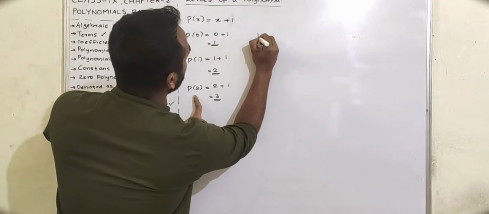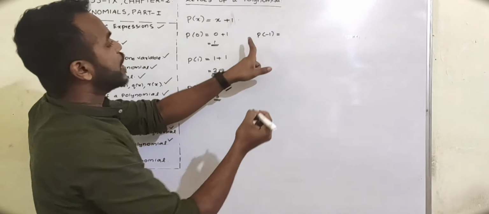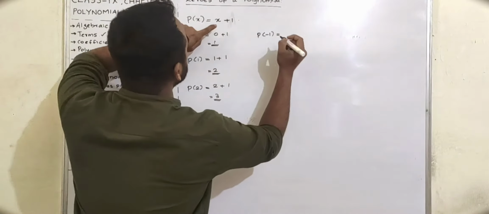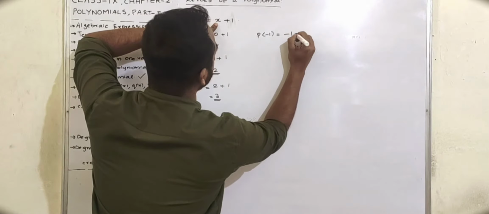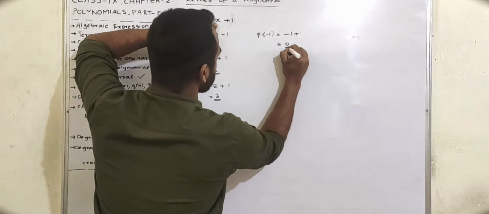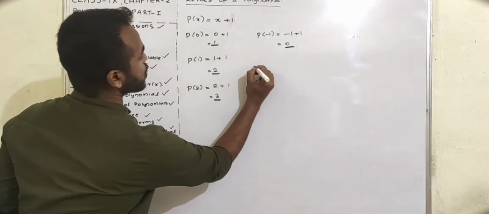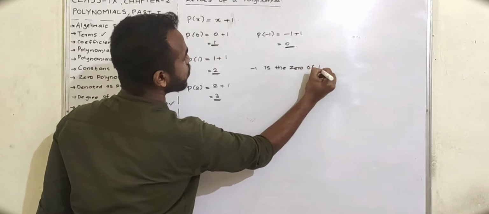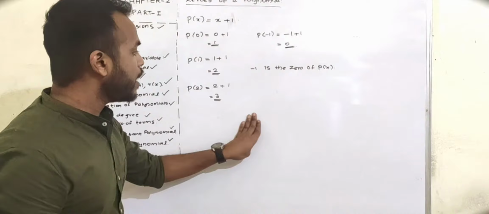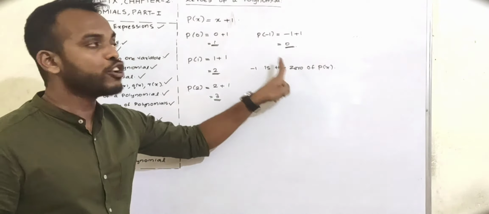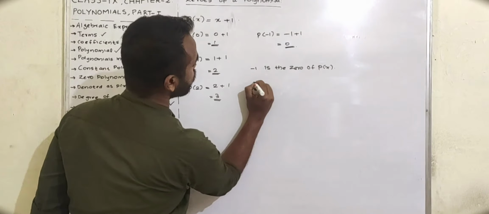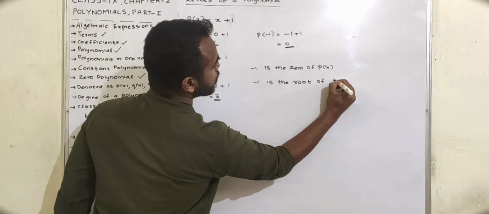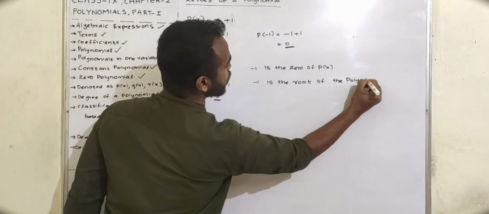So you should have an idea that the value is not a higher one but a smaller one. So take p of minus 1. If you take p of minus 1, you should put minus 1 in wherever you see x. And the polynomial is x plus 1. So minus 1 plus 1. What's the answer? 0. So what can you say? Minus 1 is the 0 of p of x. Or you can say minus 1 is the root of the polynomial equation.